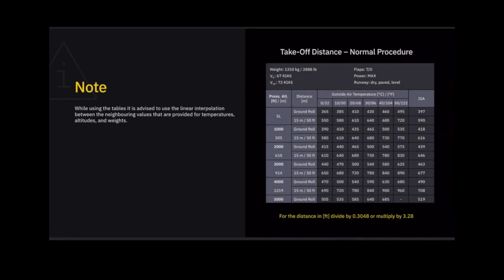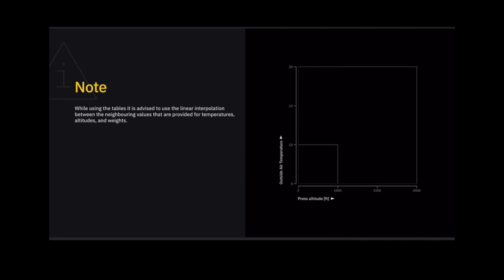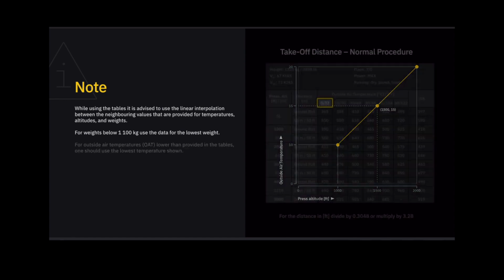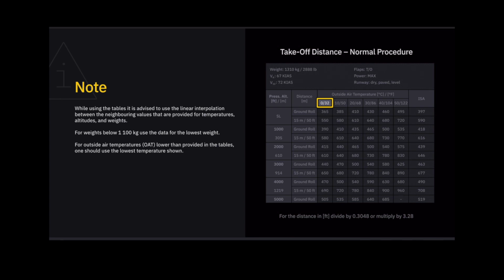Note: while using the tables, it is advised to use the linear interpolation between the neighboring values that are provided for temperatures, altitudes, and weights. For weights below 1,100 kilograms, use the data for the lowest weight. For outside air temperatures lower than provided in the tables, one should use the lowest temperature shown. Extreme caution must be used in case of operating at outside air temperatures higher than the data provided in the tables, areas that are indicated with a diagonal line.